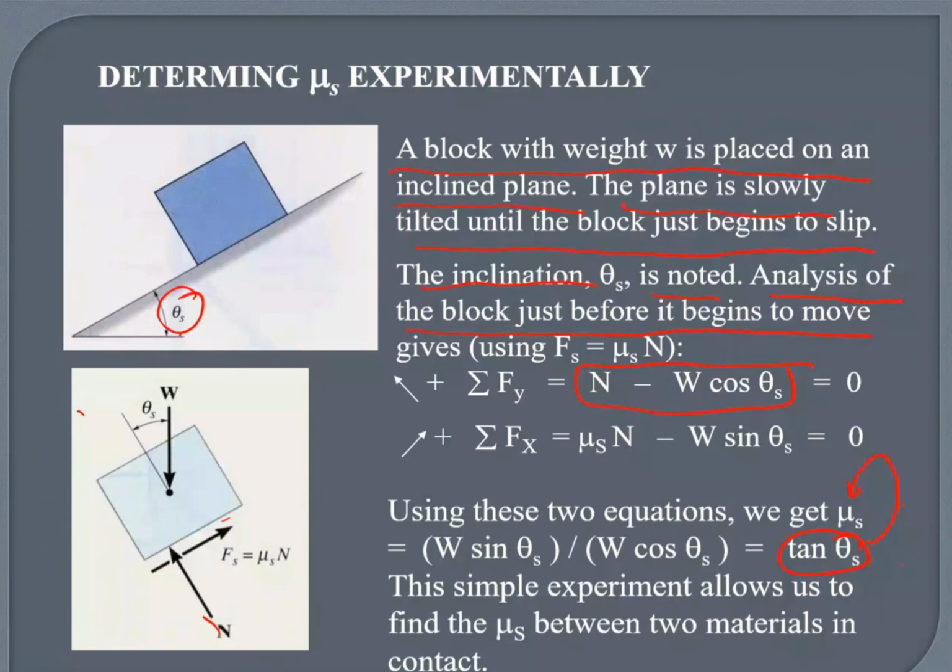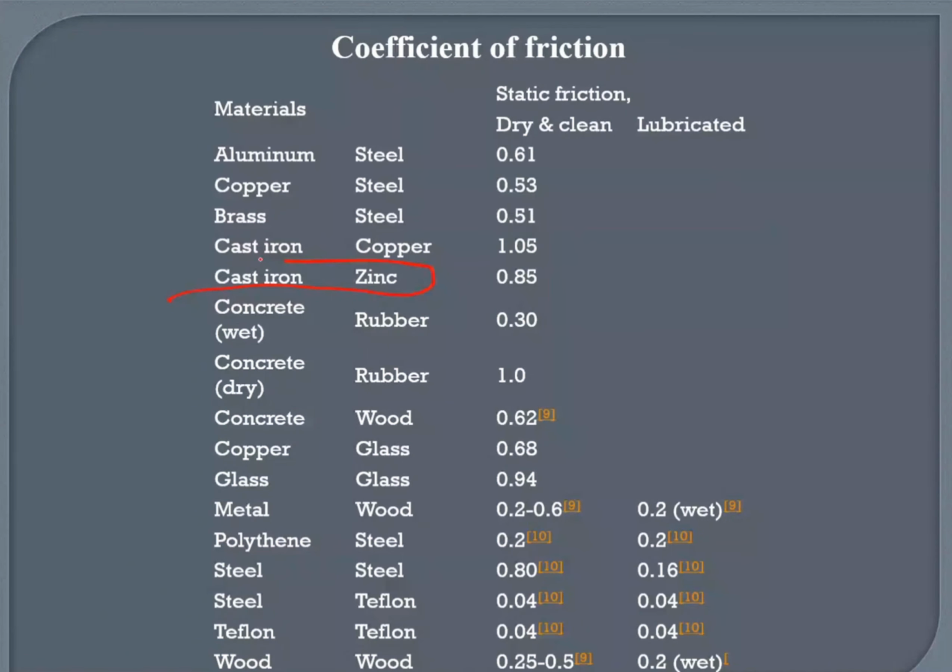And then we went through this. These are basically what I was saying. Cast iron on zinc will have a different coefficient of friction. You've got steel on Teflon, I've got a different coefficient of friction. This is the dry contact, no oil. This is with oil. There's no change in steel and Teflon. But anyway, this is just for the information.